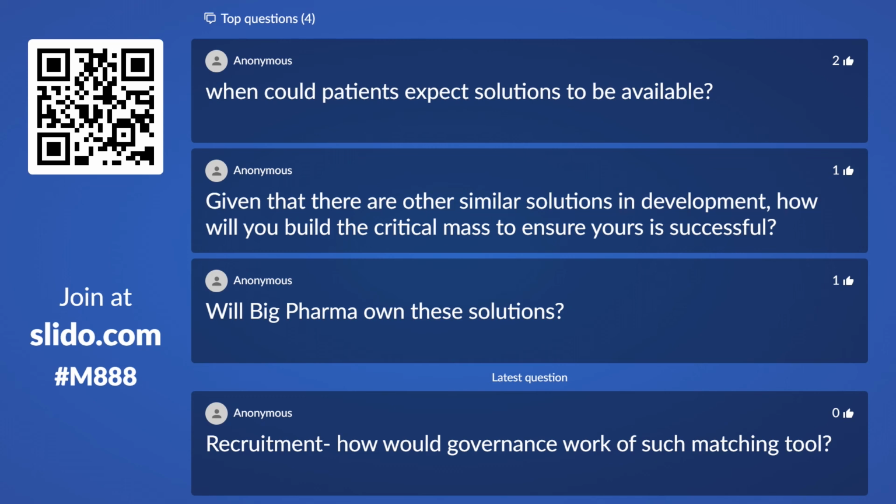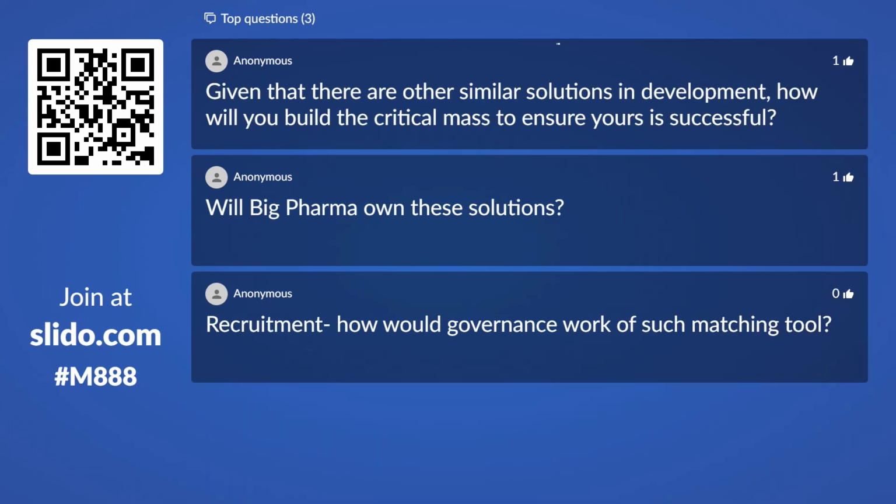Super. Okay, Xenia, I think this next question you might also be able to help us with. Given that there are other similar solutions in development, how will you build the critical mass to ensure PharmaLedger is successful?